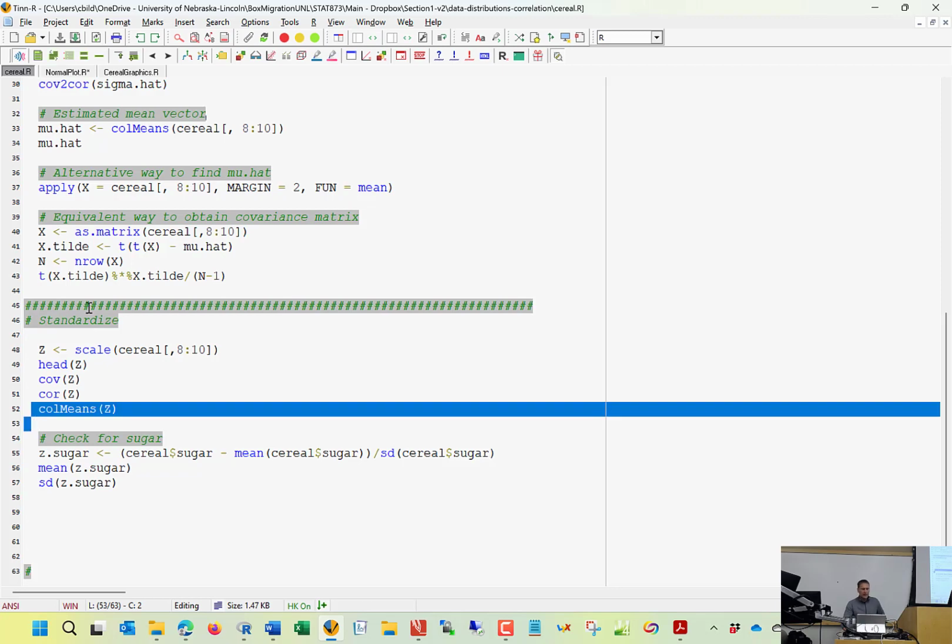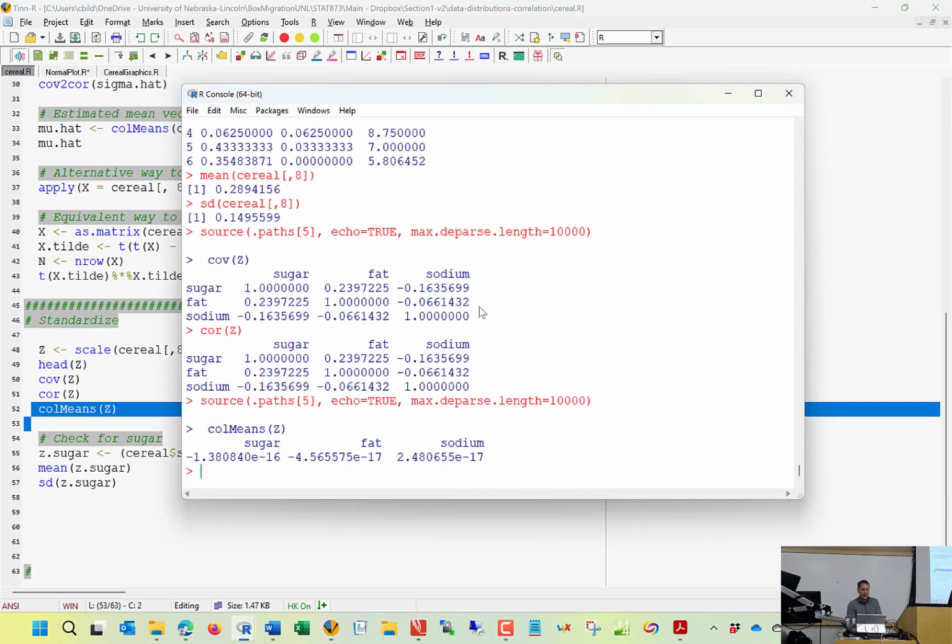How about we find all the means of the Z's? And notice for sugar, fat, and sodium, they're all 0, essentially. The only reason they're not exactly 0 is because of round-off.